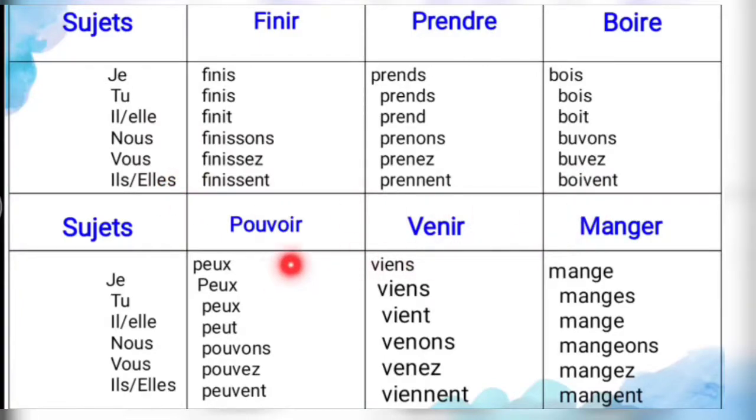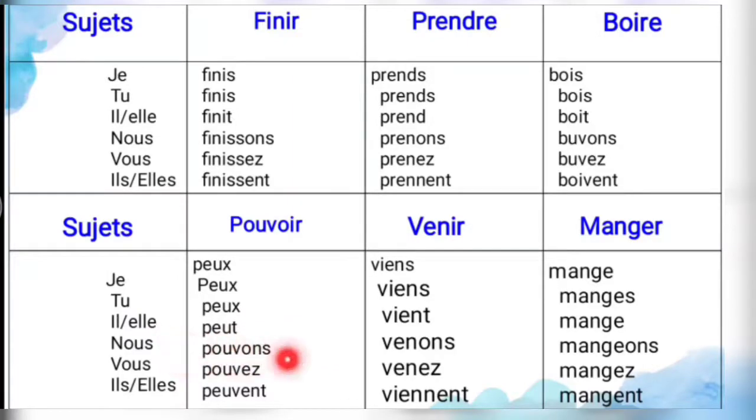And next, pouvoir verb. Pouvoir verb is also an irregular verb. And this is the conjugation for pouvoir verb. It means to be able to. Je peux, I can. Tu peux, you can. Il peut, he can. Elle peut, she can. Nous pouvons, we can. Vous pouvez, you can.